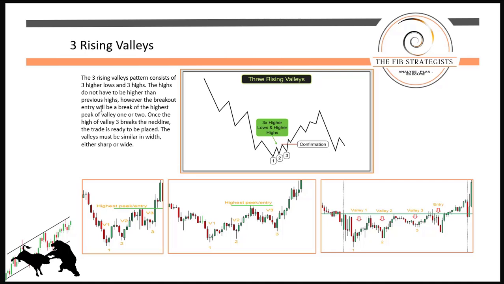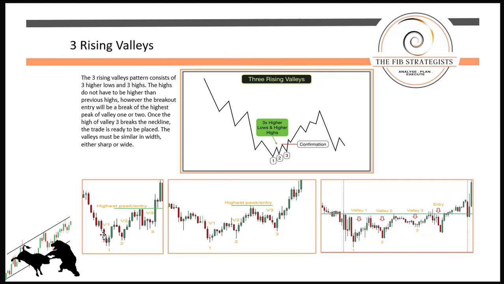Once the high of Valley 3 breaks the neckline, the trade is ready to be placed. The valleys must be similar in width, either sharp or wide. Here's a nice example. You can see that this is a valley, this is a valley, and this is a valley. 1, 2, and 3 is the higher lows, and the highest peak here is the confirmation of the long position.